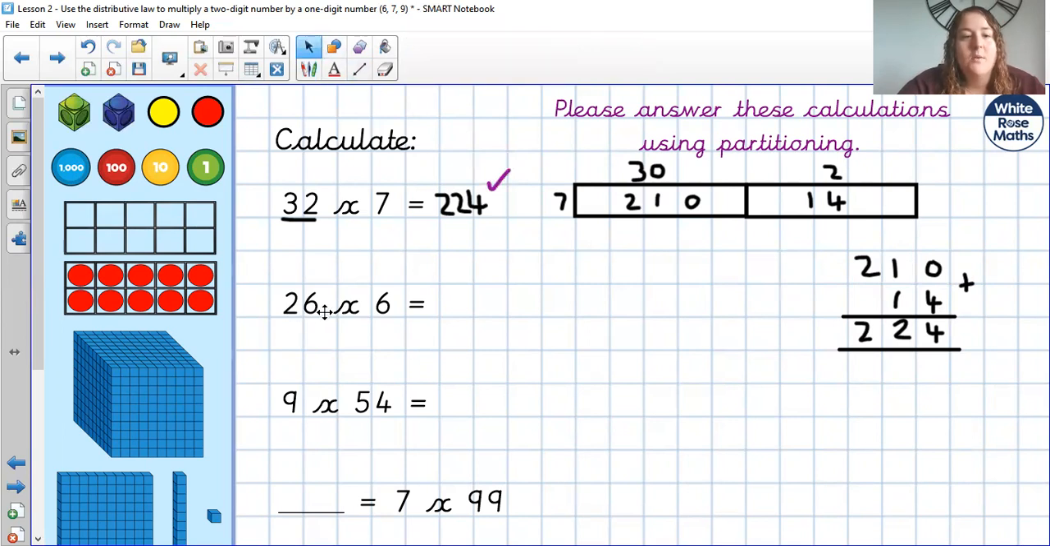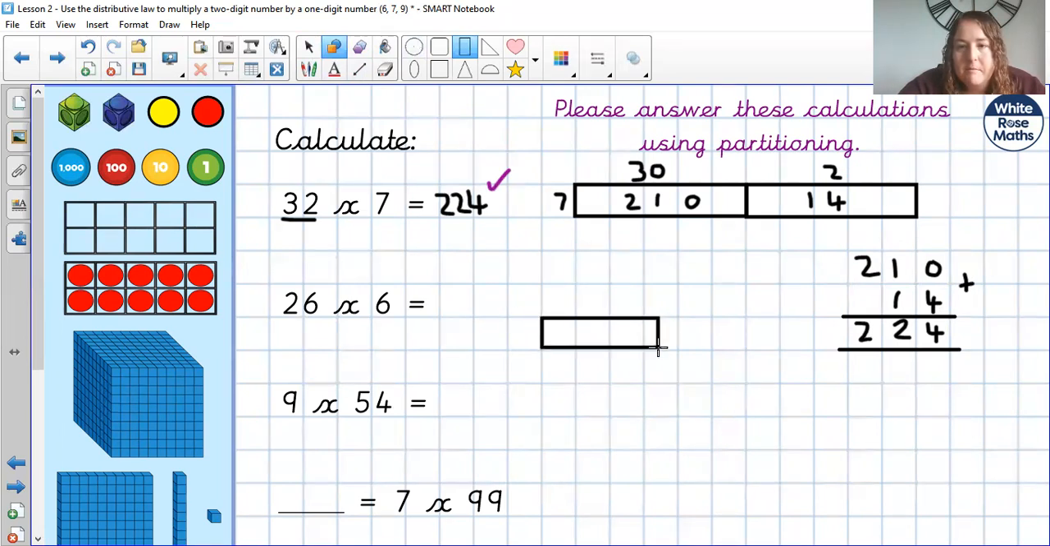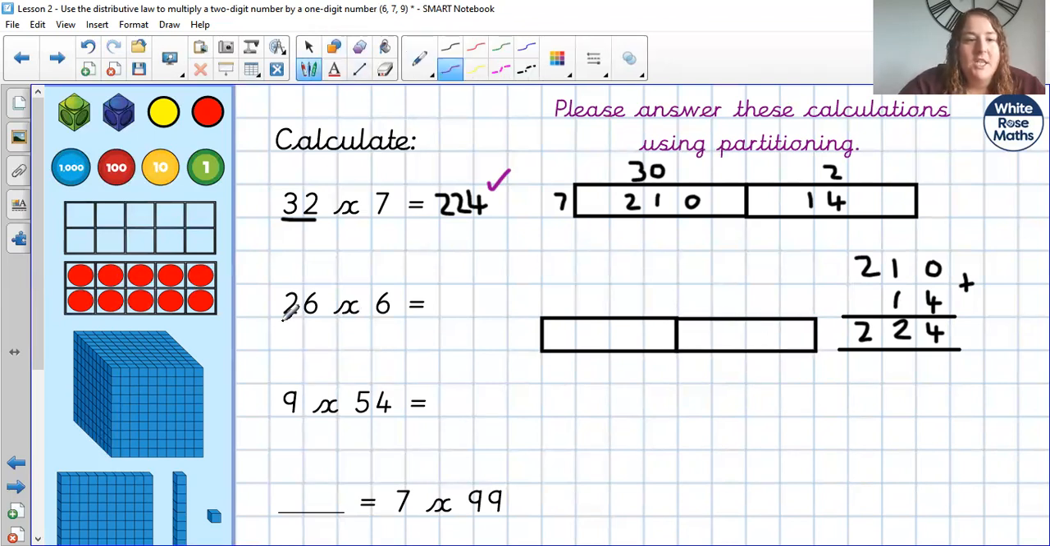Okay, next question then, 26 times 6. So I'm going to bring out my grid again. Might make it a little bit smaller this time to fit it in. And I'm partitioning the number 26. I'm going to have 20 on one side and 6 on the other. And then I'm multiplying everything by 6. So that number goes on the left.